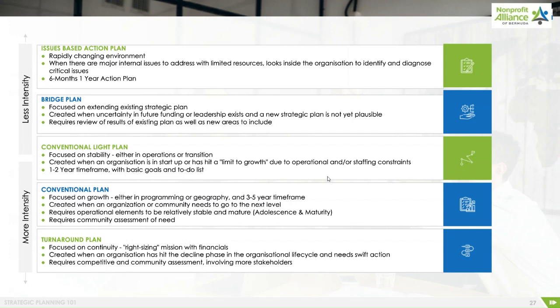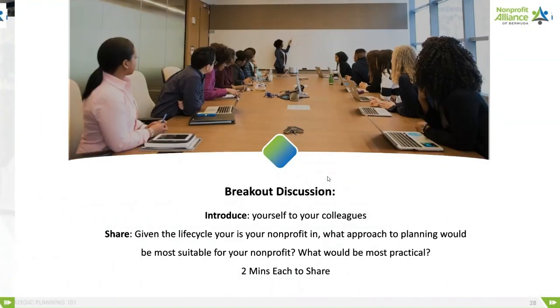A turnaround plan, on the other hand, focuses on continuity, right-sizing mission with financials, created when an organization has hit the decline phase of the life cycle and needs to shift to swift action. It requires competitive and community assessment, and it typically involves more stakeholders.